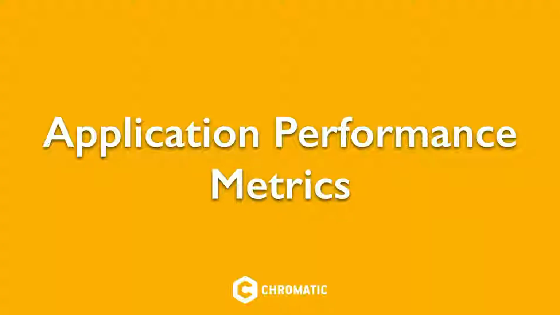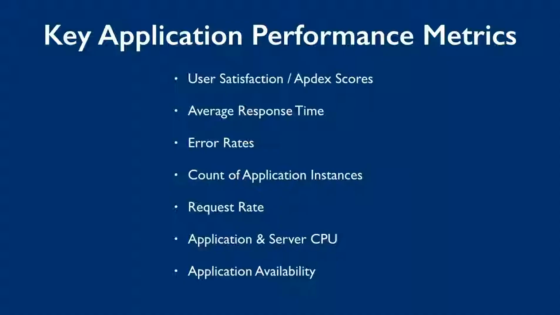So let's pivot back to the nuts and bolts of APM. And so the big question is, how do we measure performance over time? And the answer is application performance metrics. So here are some key application performance metrics. The top one being user satisfaction, which we'll get into in just a second, but it's measured by something called APMDEX scores. Then we have average response time, error rates, application instance counts, request rate, application server CPU, and application availability.